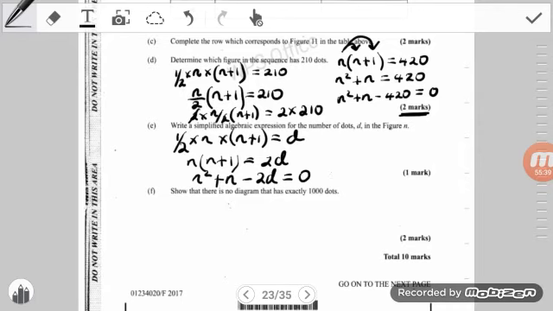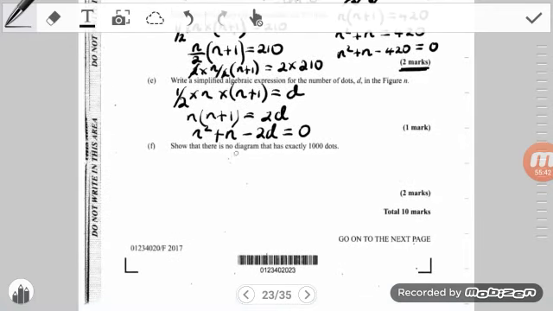Alright, so you're to show that there is no diagram that has exactly 1000 dots. 2 marks.